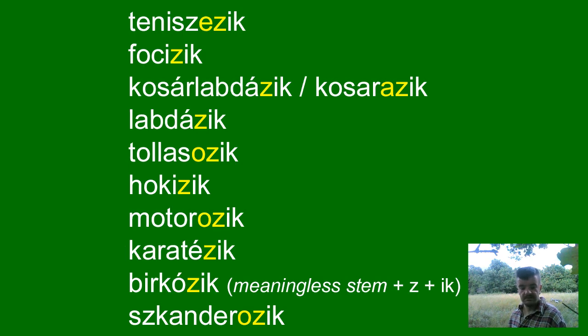Teniszezik, focizik, kosárlabdázik, labdázik, kosarazik. Anything with ball, anything ending in ball. You can to ball, or you can be balling, or as you like it. Vízilabda, röplabda, and so on. You can create something like that. Then teniszezik, tollasozik, hokizik, motorozik, karatézik, birkózik. Here with birkózik you have words like karatézik, skanderozik, and so on.